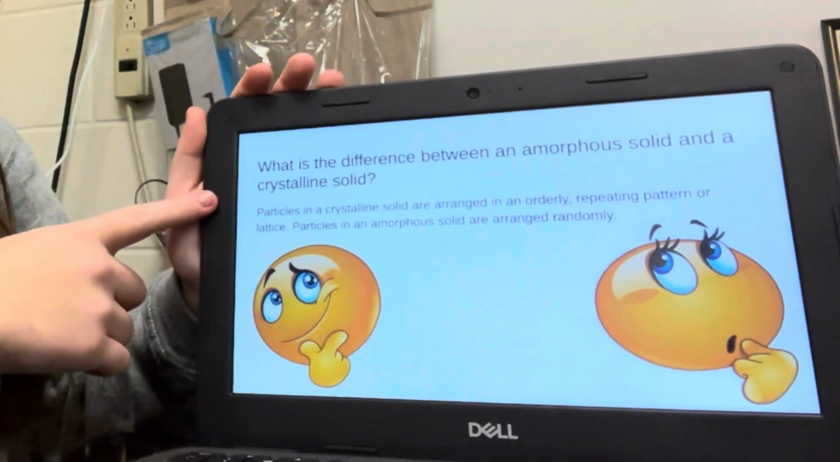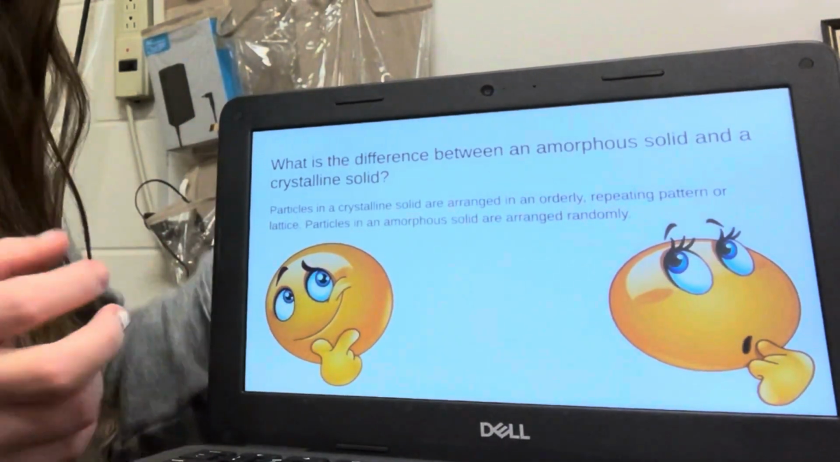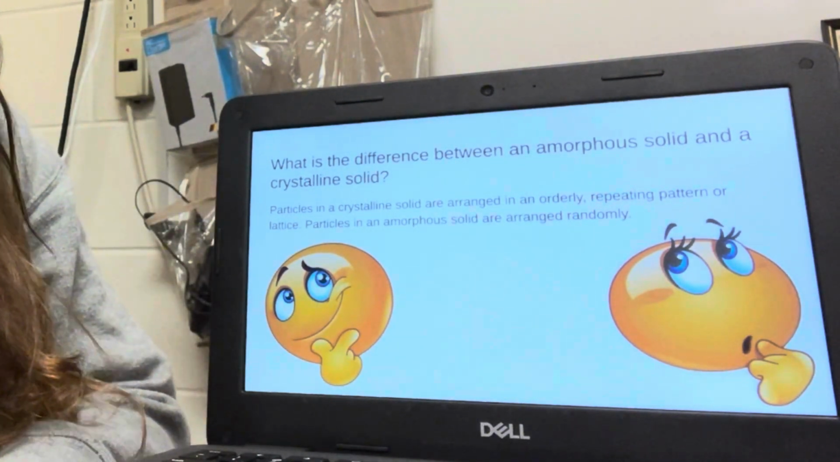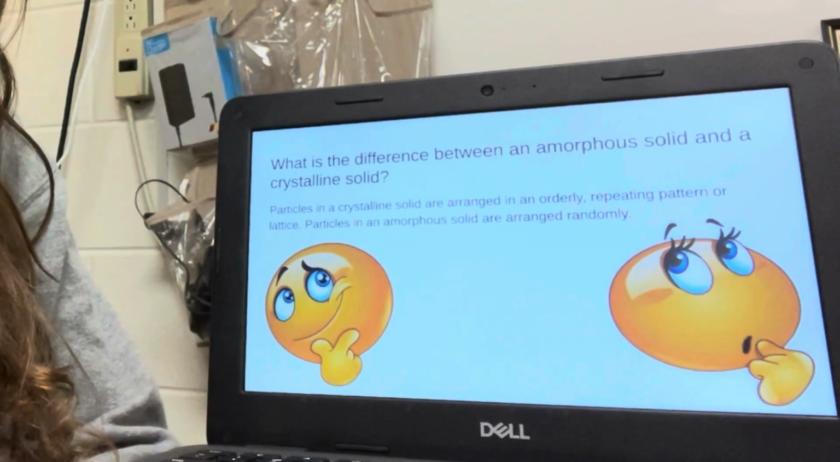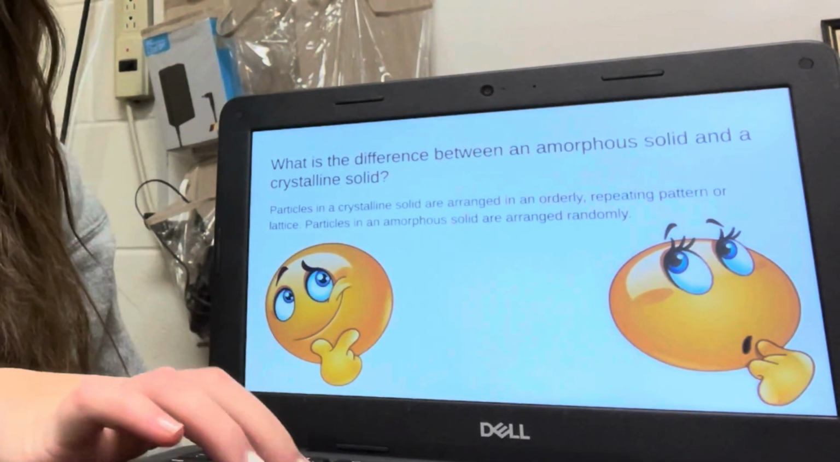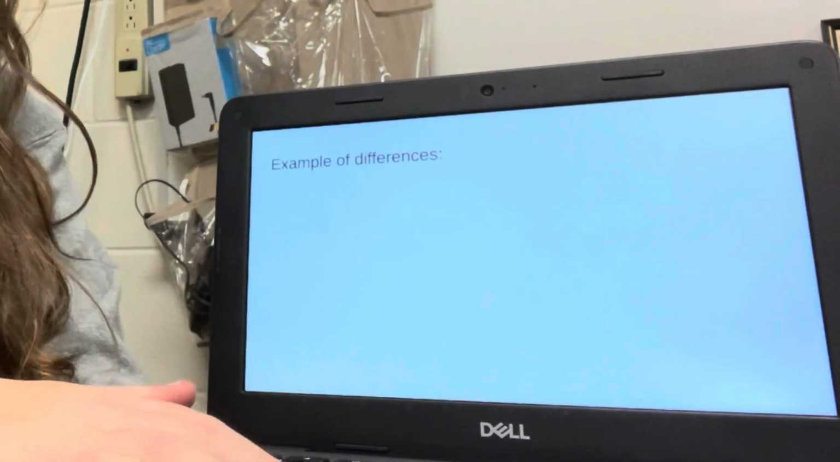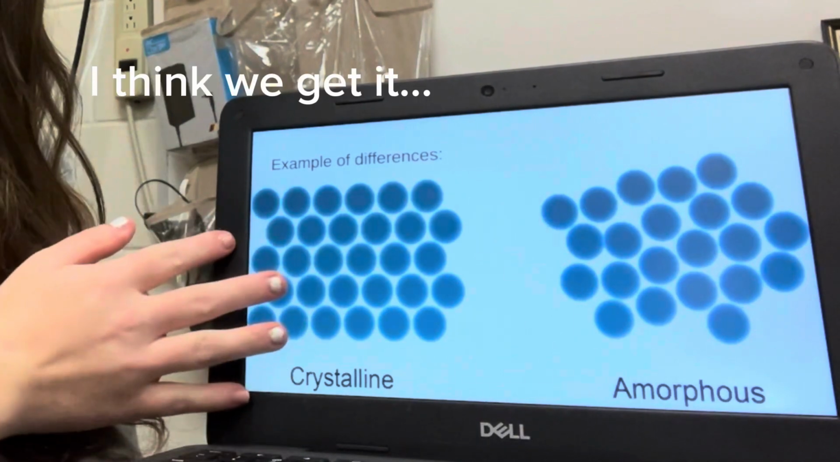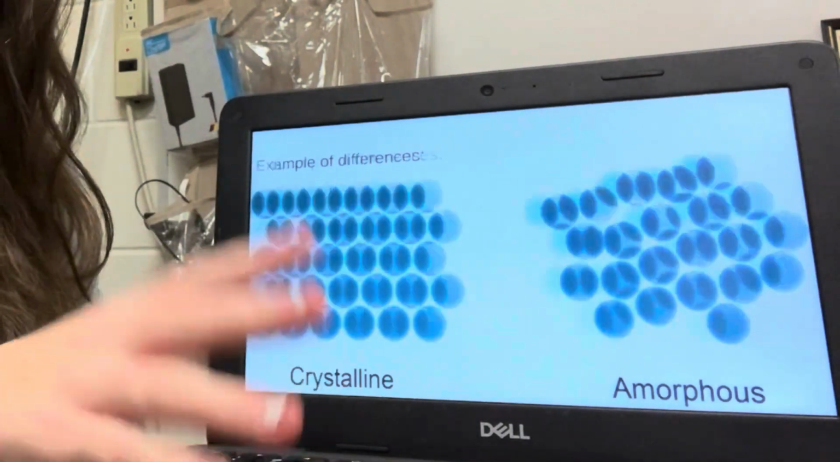What is the difference between an amorphous solid and a crystalline solid? Well, particles in a crystalline solid are arranged in an orderly repeating pattern, or lattice. Particles in an amorphous solid are arranged randomly. Example of differences: crystalline is all put together, amorphous is all scattered randomly.